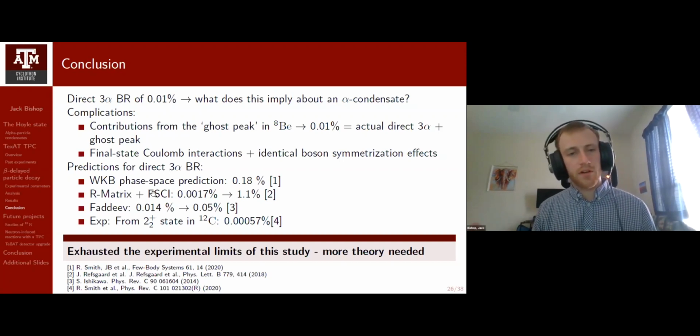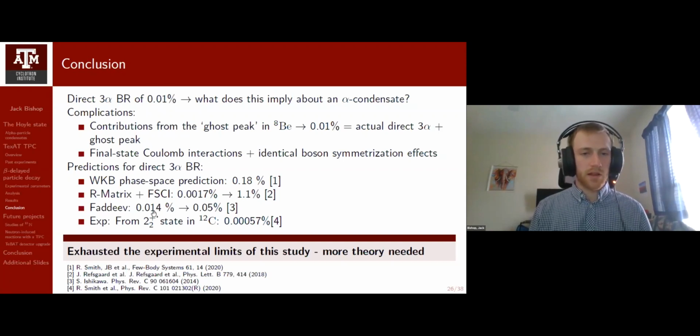Now, this is obviously a very simplistic approach. If you take a slightly more mature approach where you do a full R-matrix and take into account final state Coulomb interactions, depending exactly on what model parameters you use and what you feed into this, you get a very broad range of predictions for this three-alpha branching ratio, all the way down from a factor of 10 lower than what we see, all the way up to a factor of 100 higher. So it's very difficult from this to discern what your prediction should be. And of course, you can just do a Faddeev calculation, and the predictions for this are roughly in the region of what we expected to see here.